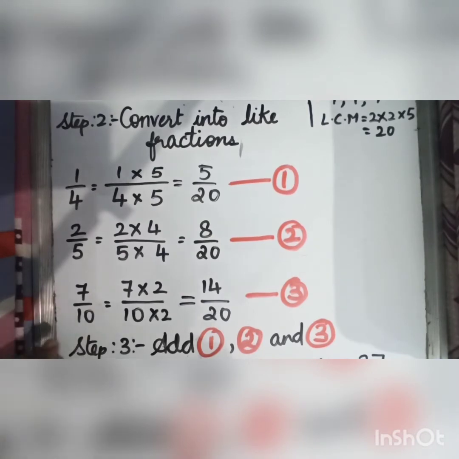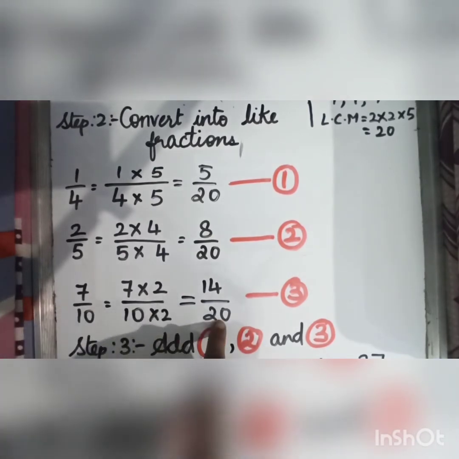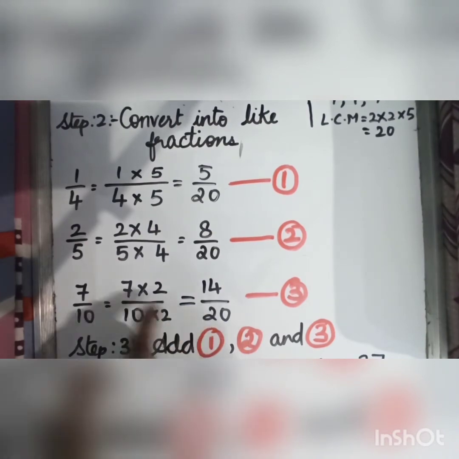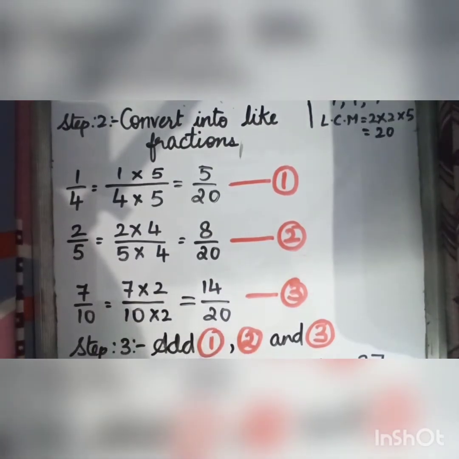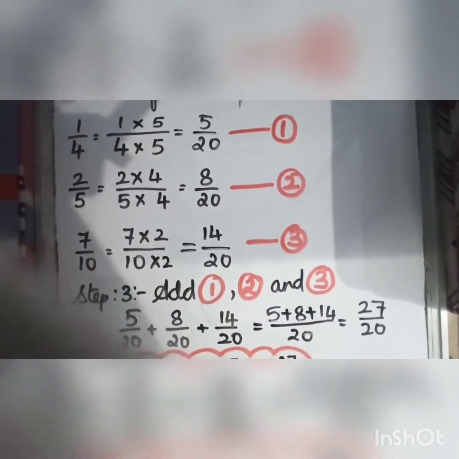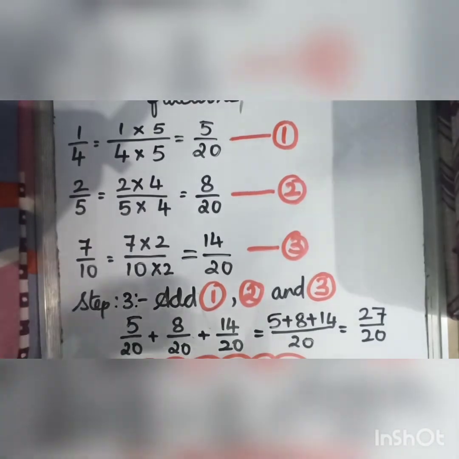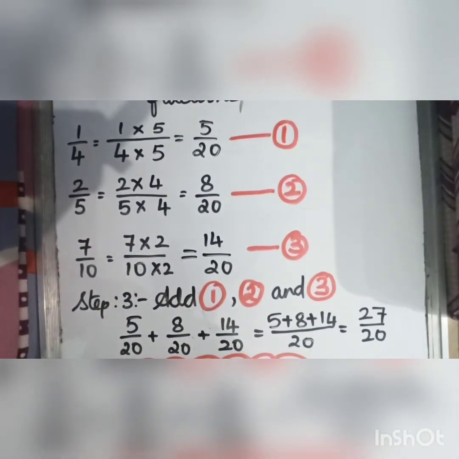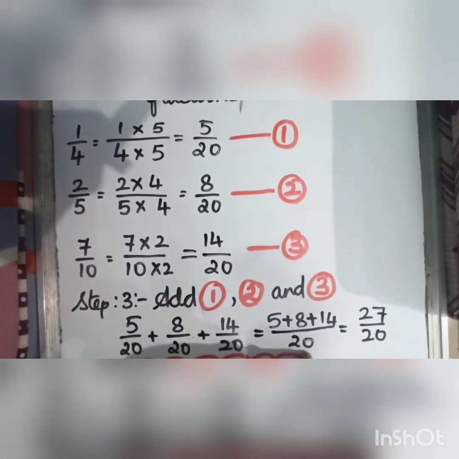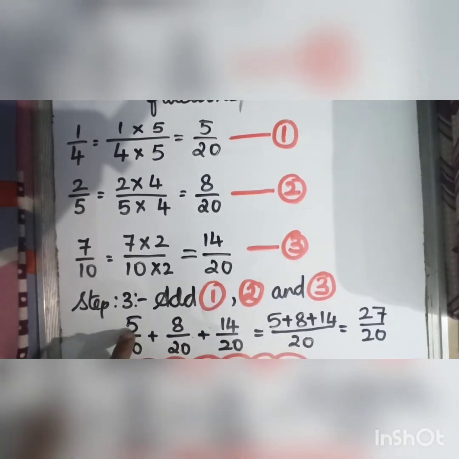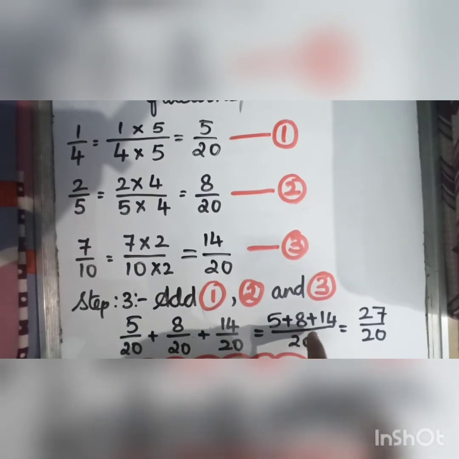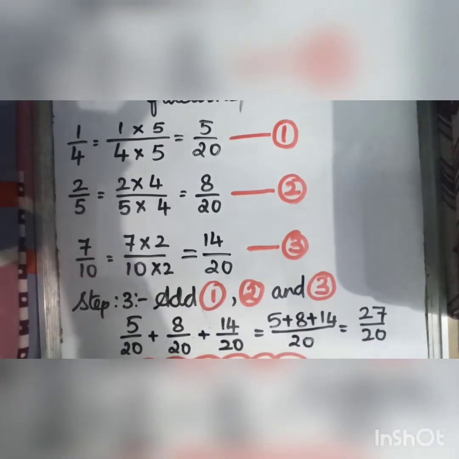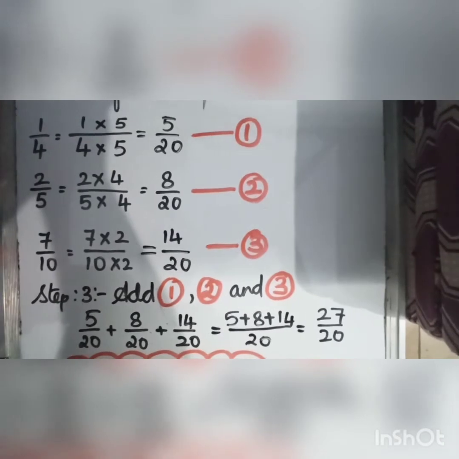And third one is 7 by 10. 10 to be converted to 20, so I multiply by 2. 10 twos are 20, 7 twos are 14. These are the three fractions that I have now, like fractions. Next, once I have the like fractions, I can add them directly. How? Denominators are same, so I write the same denominator and I add the numerators, that is 5 plus 8 plus 14, 27. So how will you write the last step?